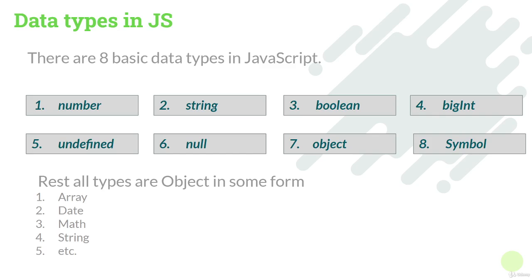Then we have object, one of the most important data types in JavaScript, and for complex data structures, I would say. And then we have symbol. Symbol is used for unique identifiers.